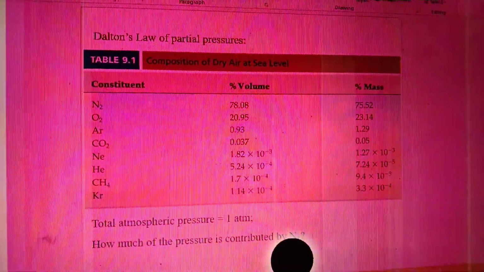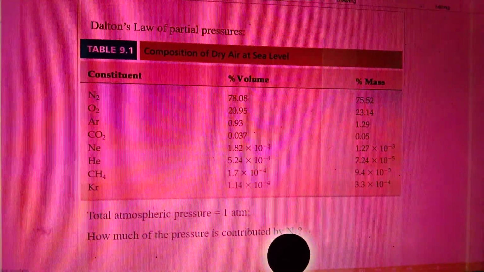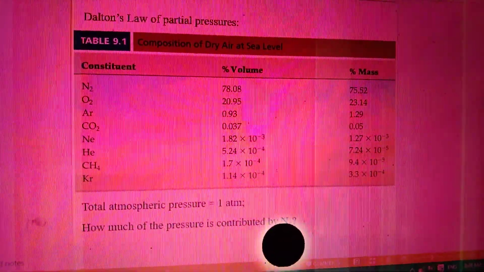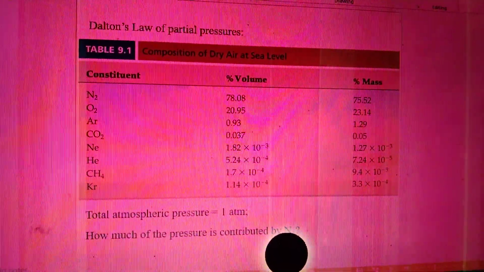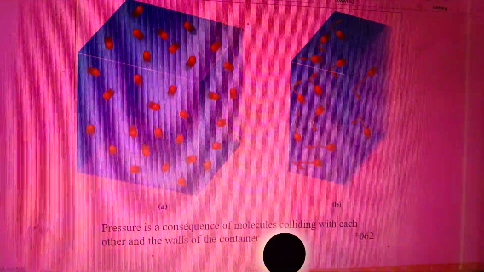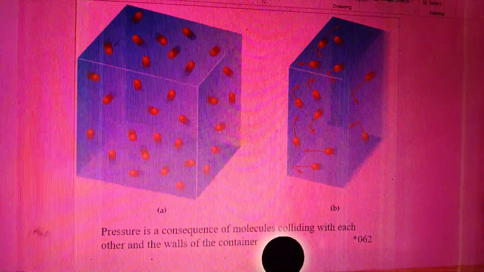So it is the same as the other one. Total pressure is 1 atm. How much of the pressure is contributed by N2? Pressure is a consequence of molecules colliding with each other and the walls of the container.